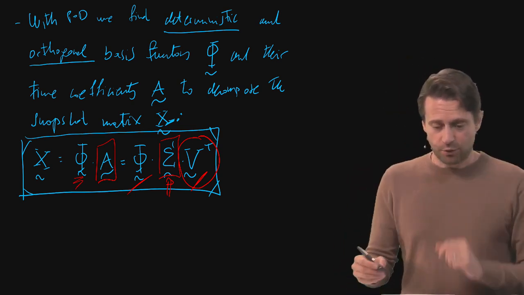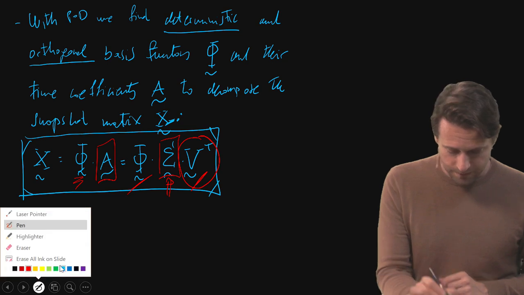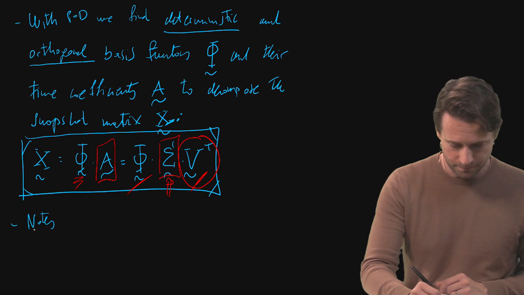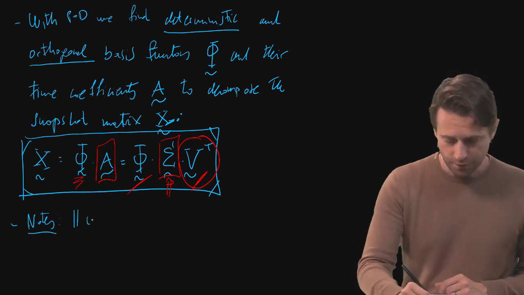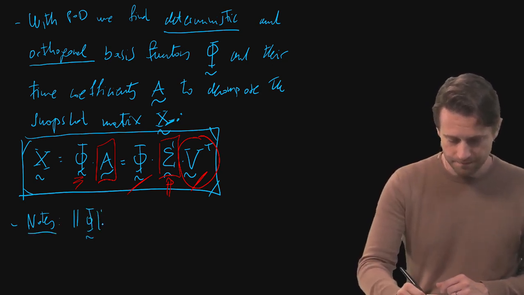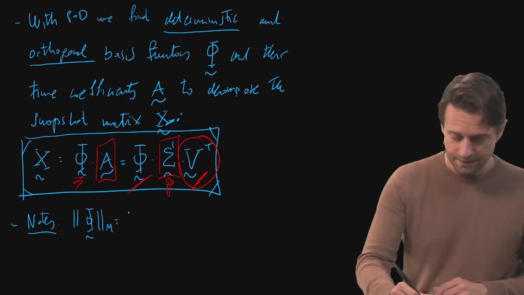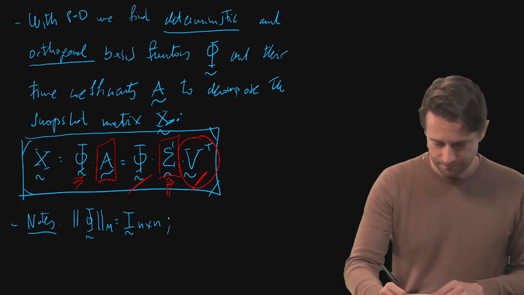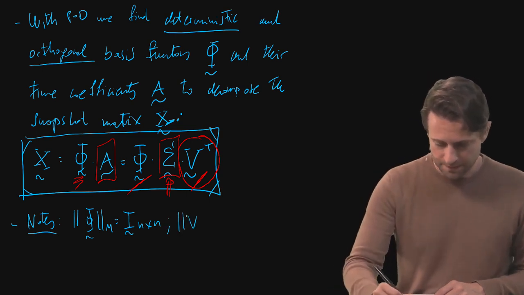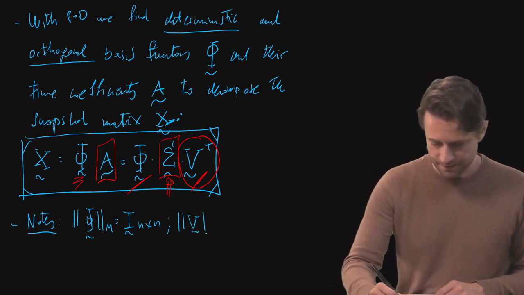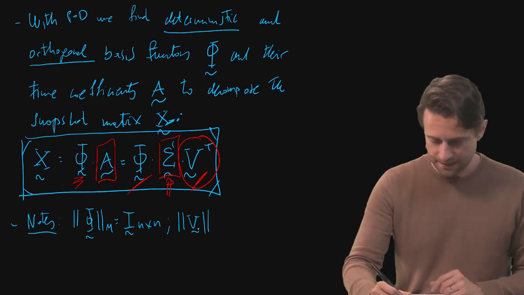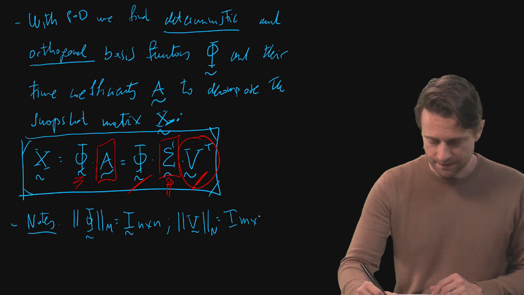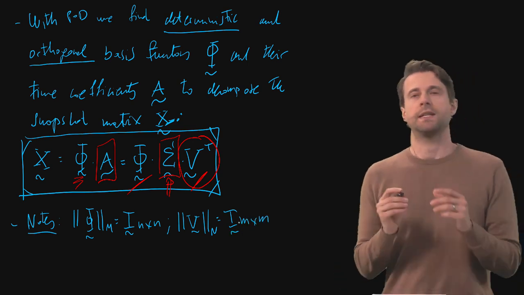Good. Important notes. So a couple of important notes. The norm of matrix phi under the mass matrix M is the identity matrix Nx times Nx. And the norm of the matrix containing the temporal coefficients under a matrix N, and I'm going to tell you more in just a second, is the identity matrix Nt times Nt. Okay, so what does this mean?